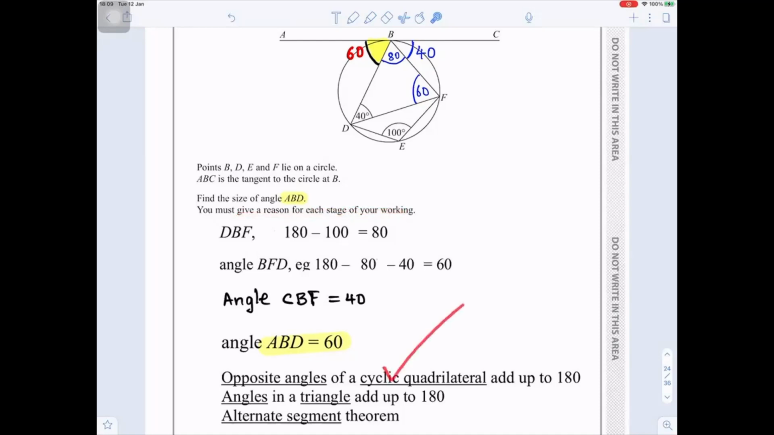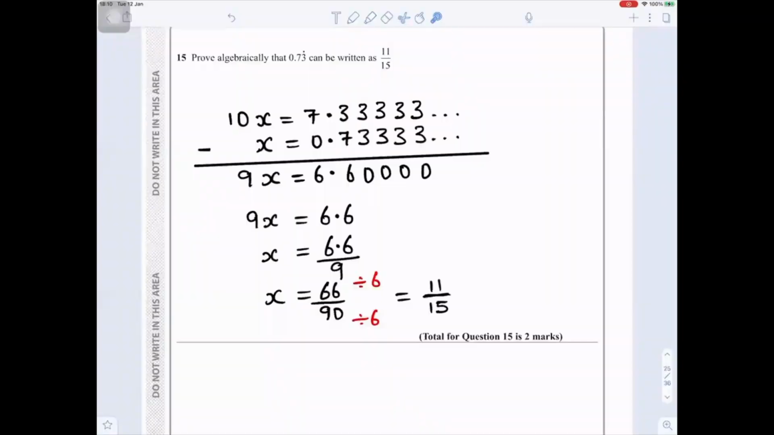So first, opposite angles in a cyclic quadrilateral: this four-sided shape is inside a circle, so they call it a cyclic quadrilateral. Opposite angles add up to 180 degrees, 80 plus 100. Angles in this triangle add up to 180 degrees. And the alternate segment theorem: this angle 40, this angle 40. That's how you do that question.